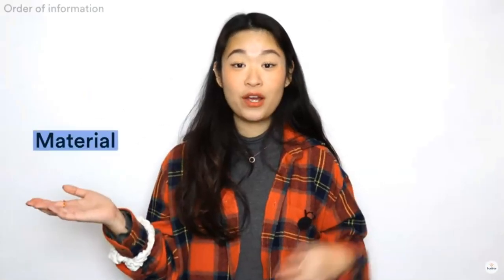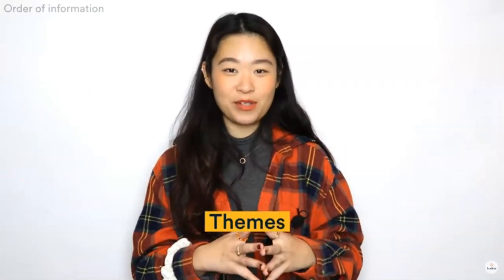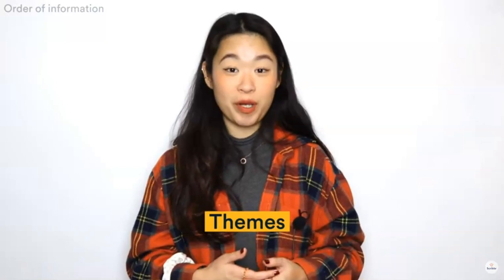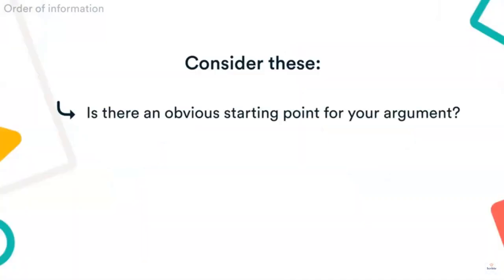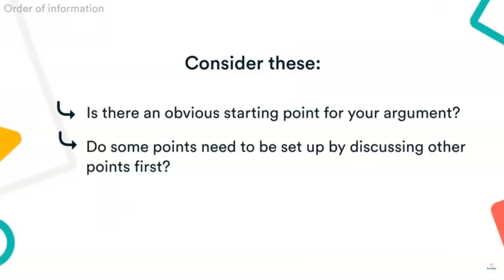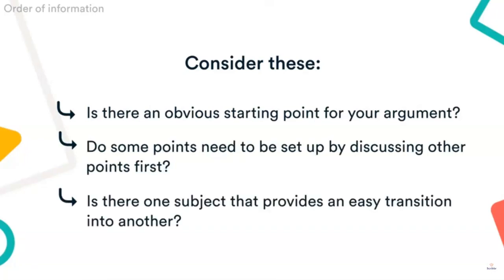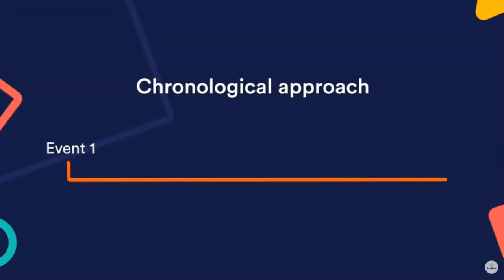When you have your material and arguments organized into themes, consider what order they should appear in. Is there an obvious starting point for your argument? Or do some points need to be set up by discussing other points first? Is there one subject that provides an easy transition into another? Since this essay is about a series of events, we're taking a chronological approach, which means discussing events in the order in which they occurred and explaining how they are related as you go.